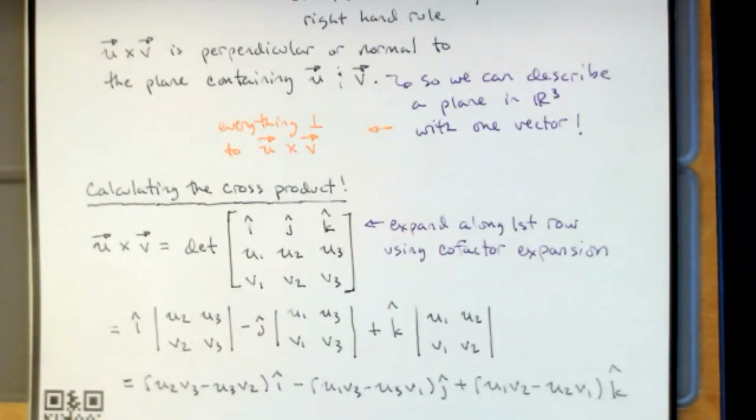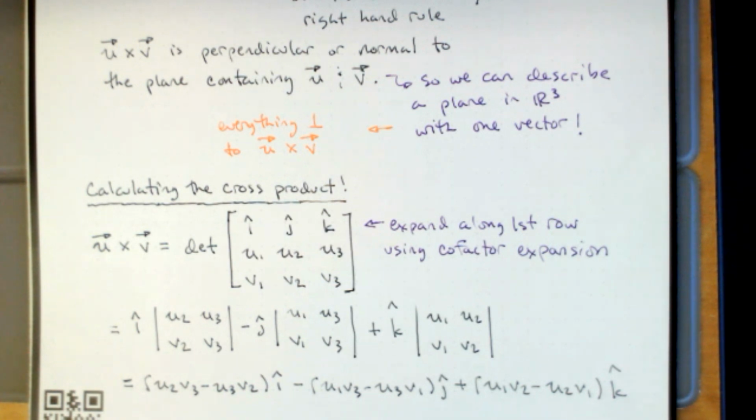To remember which one goes first, if you keep the second term negative, the first term starts with the smaller one: u2 v3 minus u3 v2. u1 v3 minus u3 v1. And then the third one is u1 v2 minus u2 v1. Each starts with the smaller of the u's.